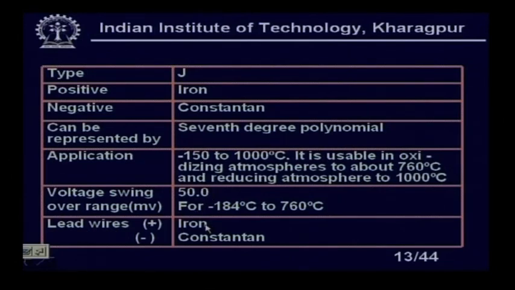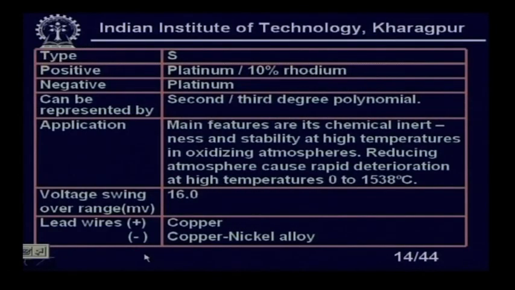And lead wires: iron will be connected to iron, positive, and constantan will be connected to constantan. This, as I told you earlier, is the platinum. These are all noble metals, obviously quite expensive. Now, the first one, the positive side is platinum 90% and 10% rhodium, and negative is platinum. Please note, it can be represented by a second and third degree polynomial.